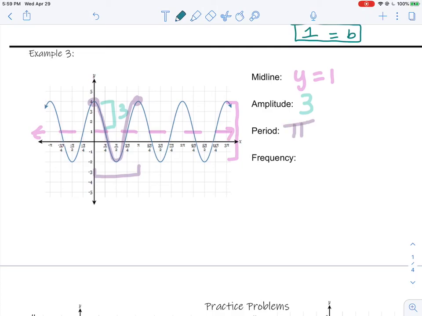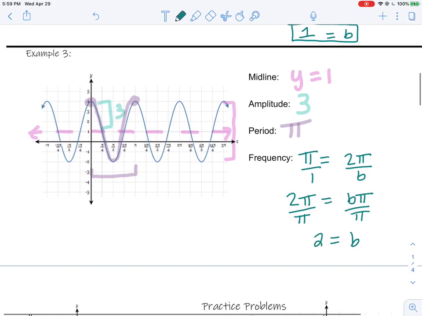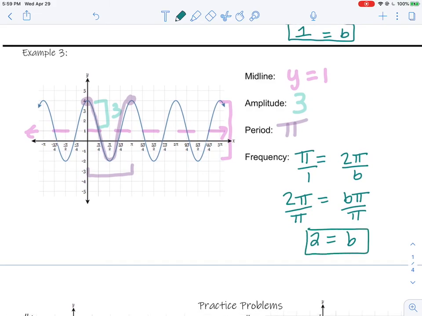Now let's calculate our frequency. Take that period and set it equal to 2 pi over b. Your frequency is that b value. So put it over 1. Let's cross multiply. 2 pi equals b pi. And divide by that pi. And I get that b is equal to 2.